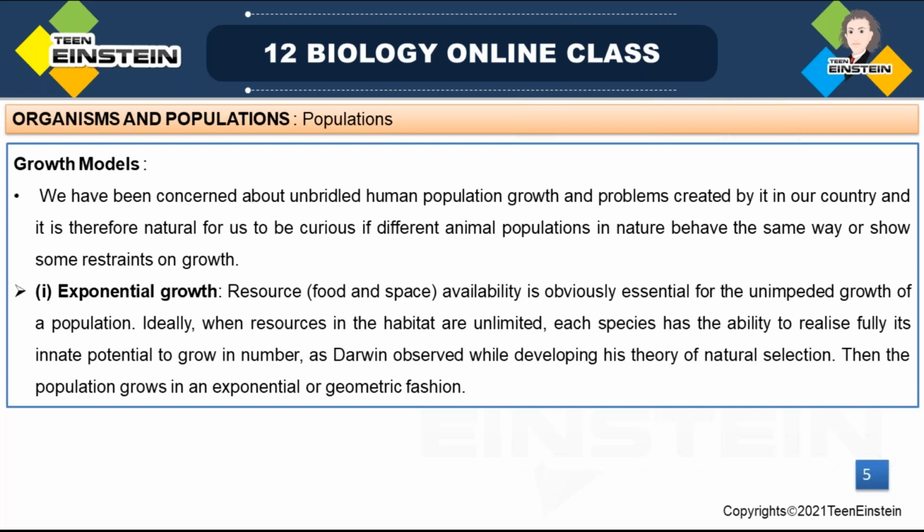So that shows a particular pattern. When these resources, food and space, are unlimited, it shows exponential or geometric growth. So according to Darwin, when resources in the habitat are unlimited, all species present in that habitat will show their full potential and grow, and their number will also increase.